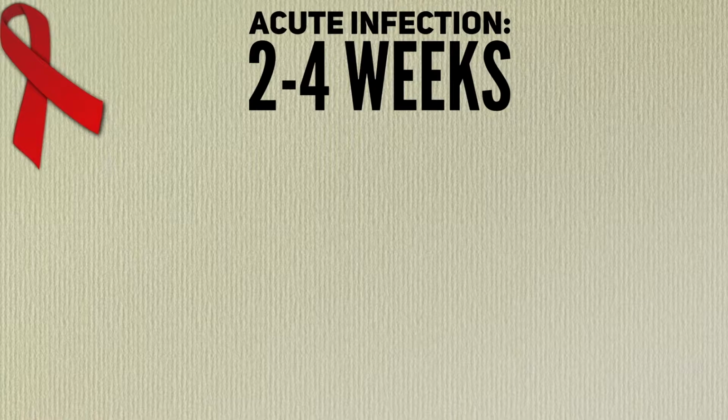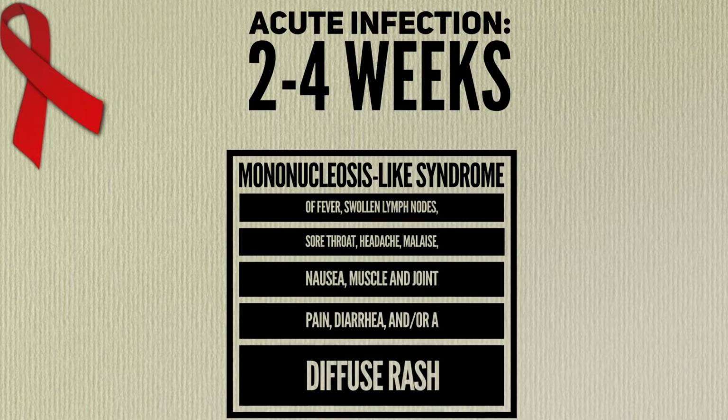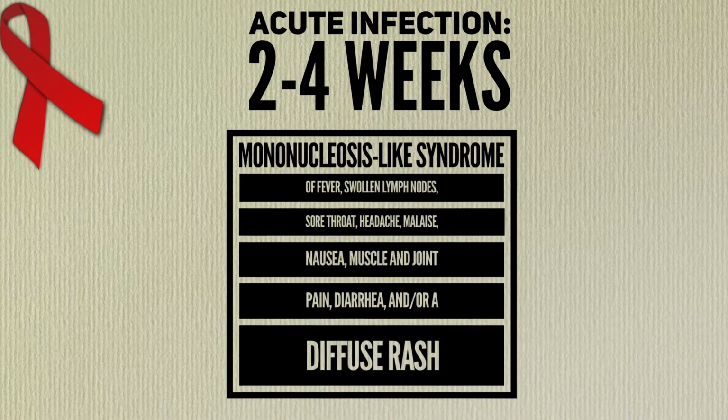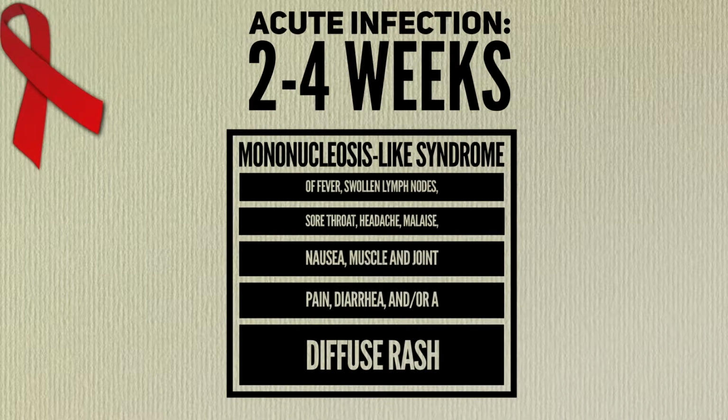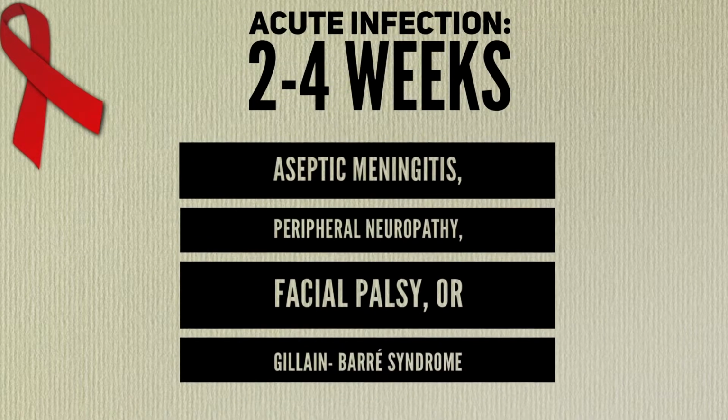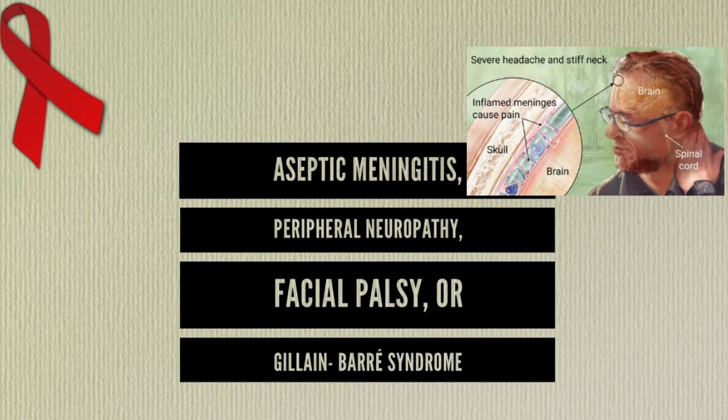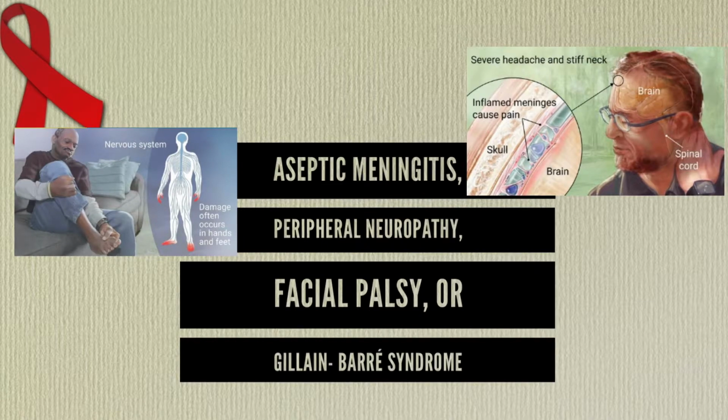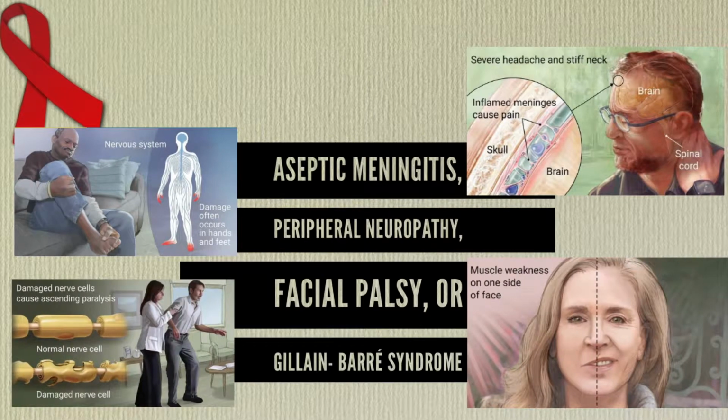An acute infection usually develops 2 to 3 weeks after someone becomes newly infected with HIV. Individuals typically experience acute HIV infection, a period when people can have a mononucleosis-like syndrome of fever, swollen lymph nodes, sore throat, headache, malaise, nausea, muscle and joint pain, diarrhea, and/or diffuse rash. Some people develop neurologic complications, which would be aseptic meningitis, peripheral neuropathy, facial palsy, or Guillain-Barré syndrome.